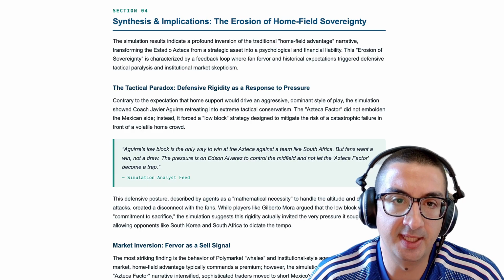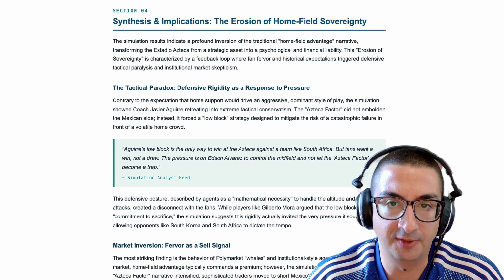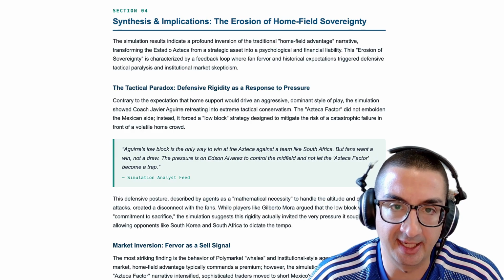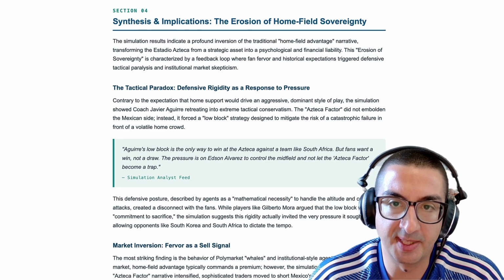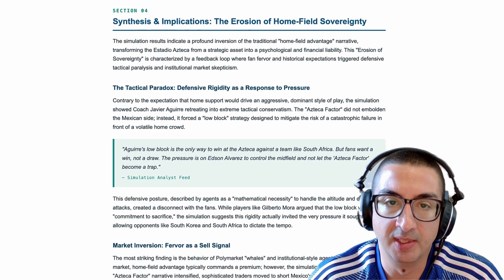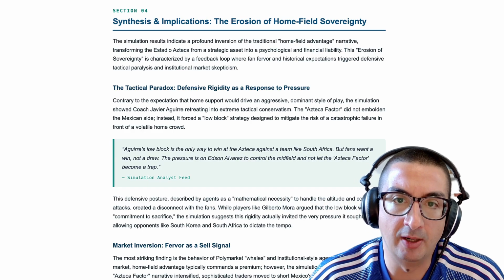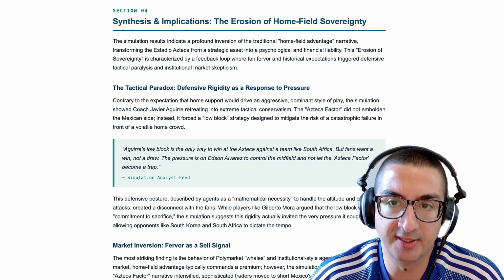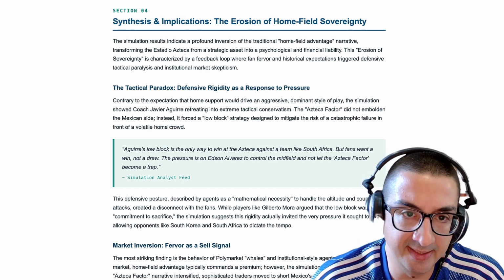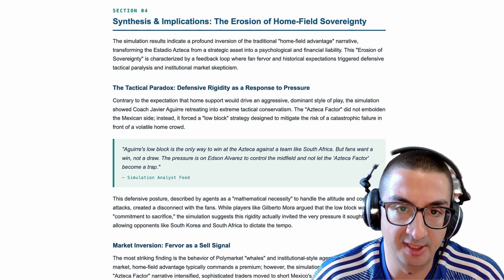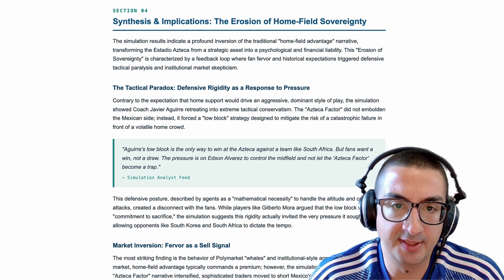The simulation results indicate a profound inversion of the traditional home field advantage narrative, transforming the Estadio Azteca from a strategic asset into a psychological and financial liability. This erosion of sovereignty is characterized by a feedback loop where fan fervor and historical expectations trigger defensive tactical paralysis and institutional market skepticism. The tactical paradox: defensive rigidity as a response to pressure.